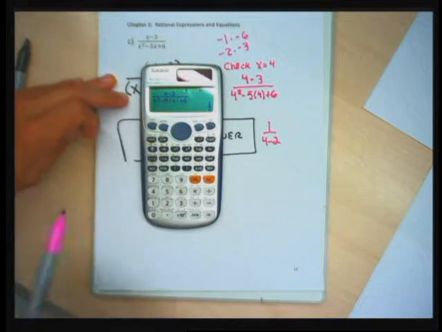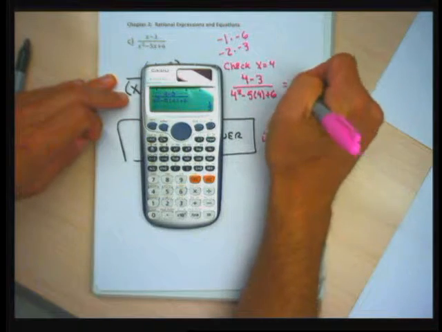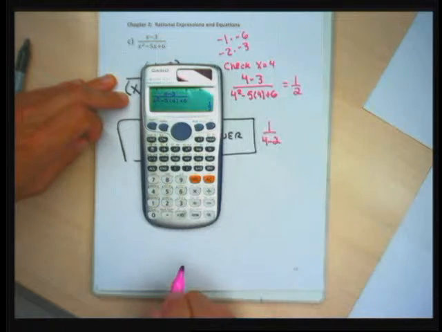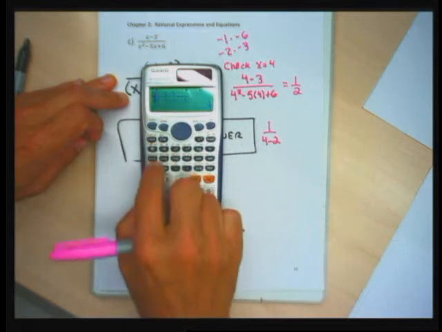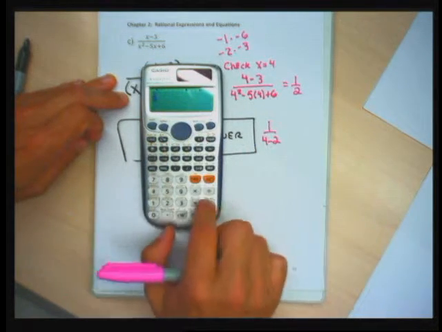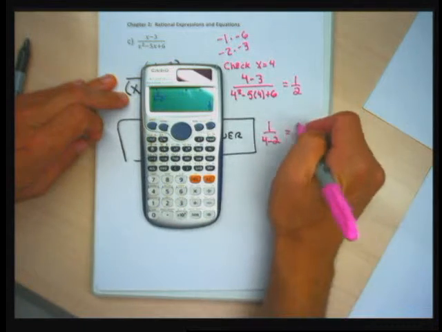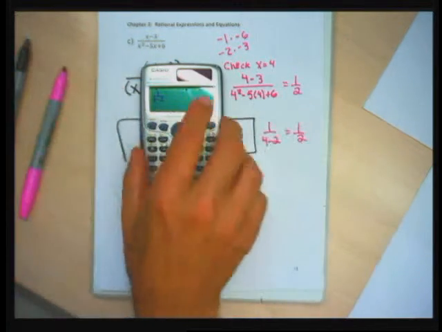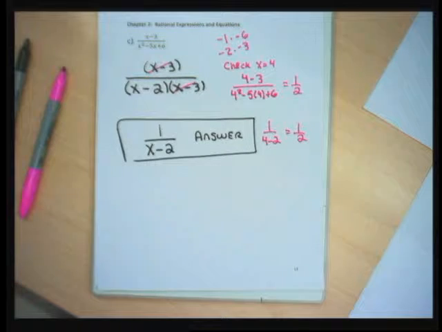I get 1/2 when I plug in x equal 4 into the original problem. When I plug x equal to 4 into my answer, I get 1 over 4 minus 2, which is also 1/2. So because I got the same result, plugging 4 into the original problem and my answer, I feel good.